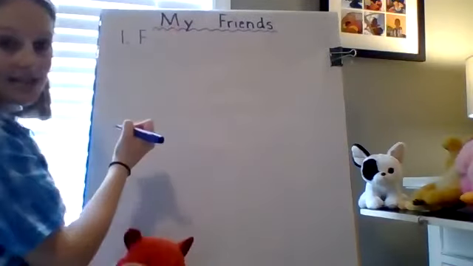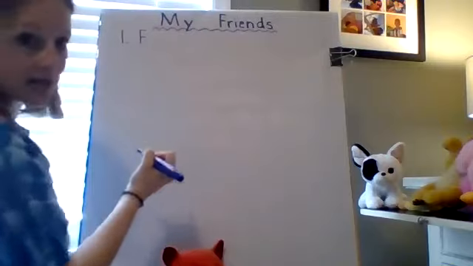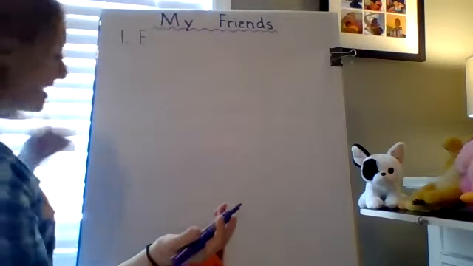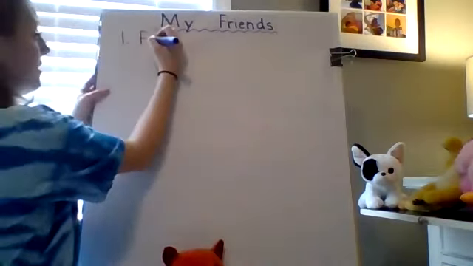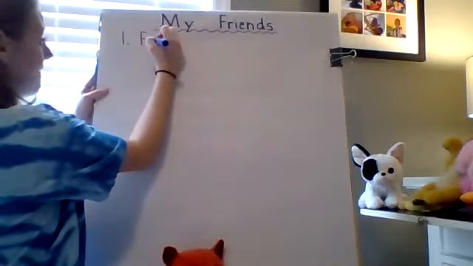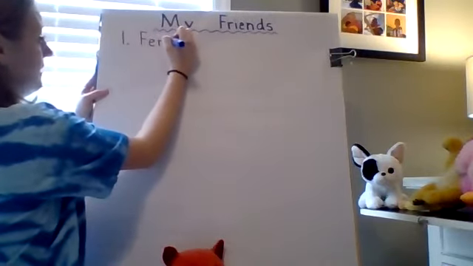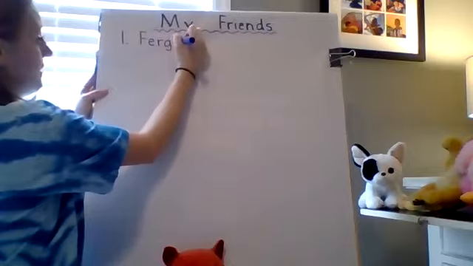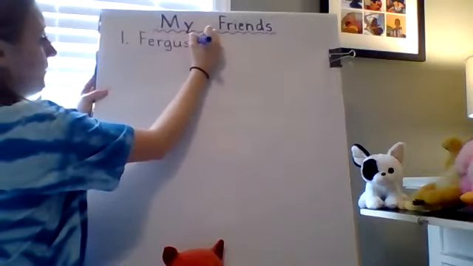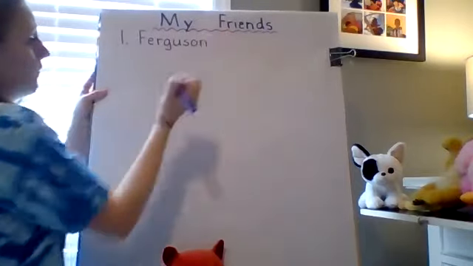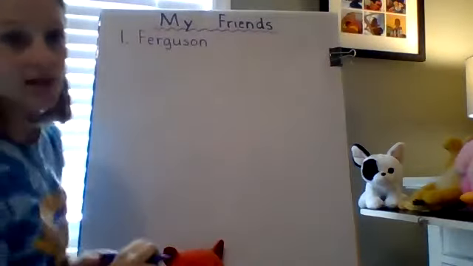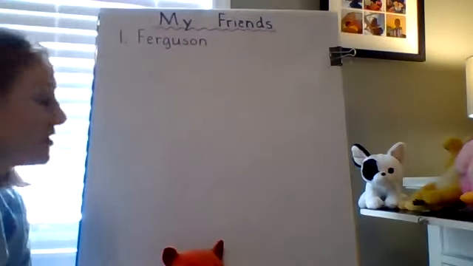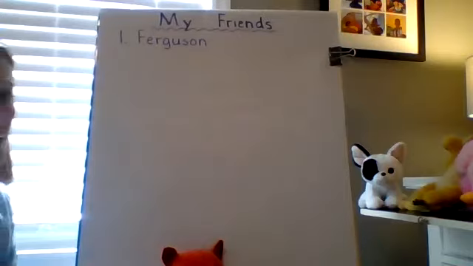Now Ferguson is a name that I know how to spell because he's our class pet and he goes home with you. So I'm going to remember how to spell Ferguson, F-E-R-G-U-S-O-N. When we spell our friends' names, remember we have lists in the classroom we can look at. We can ask a grown-up to help us.